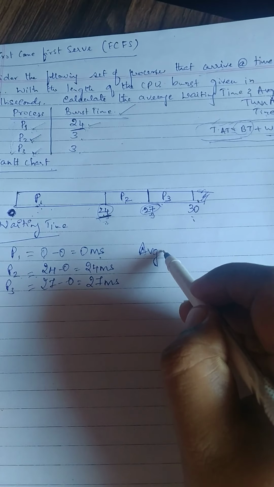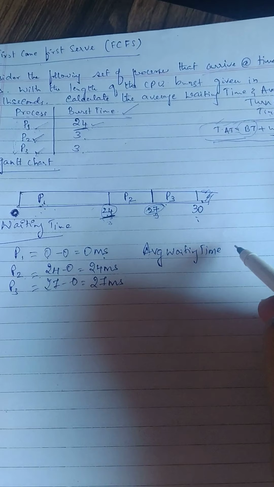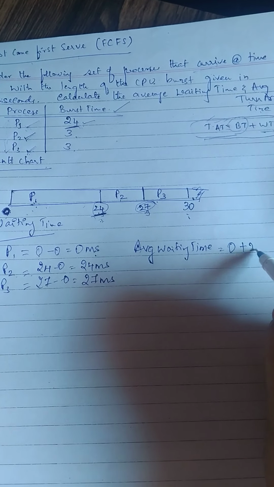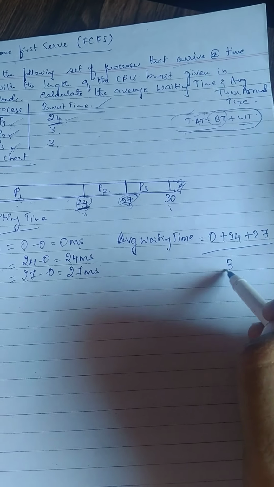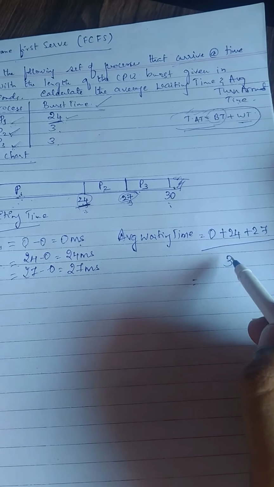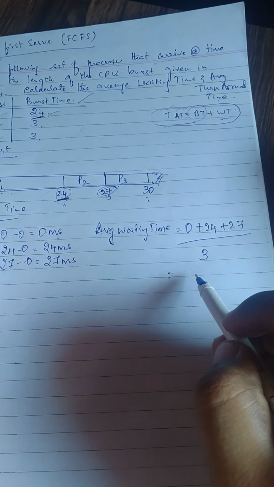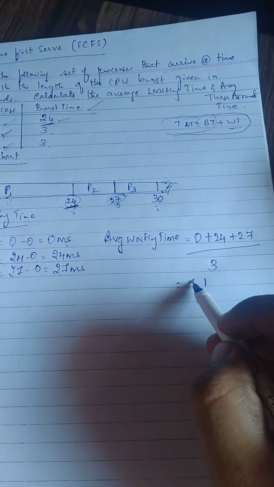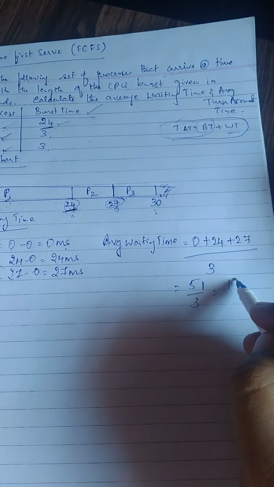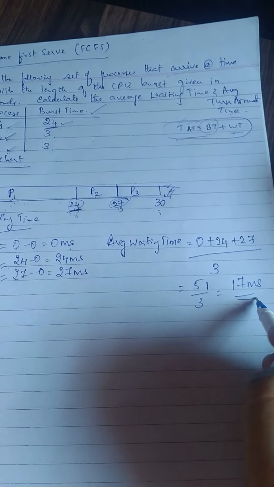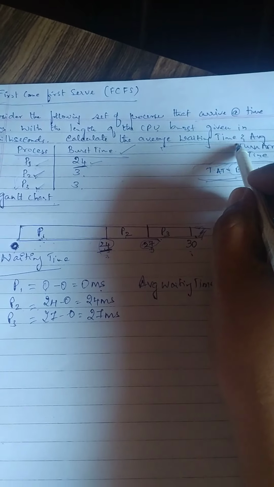Now you have to find the average waiting time. How are we going to calculate the average waiting time? 0 plus 24 plus 27 divided by 3. 3 is nothing but the number of processes. So how much will you get? 51 by 3. 51 by 3 is around 17 milliseconds. Okay, so this is your average waiting time. So we are done with the first part of the question.